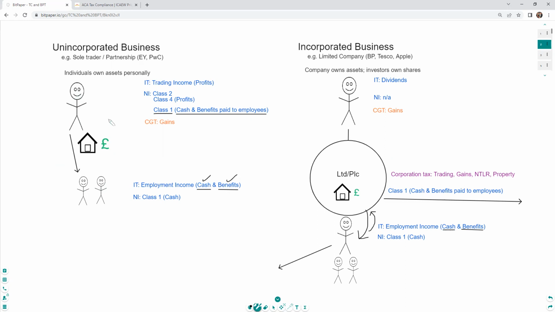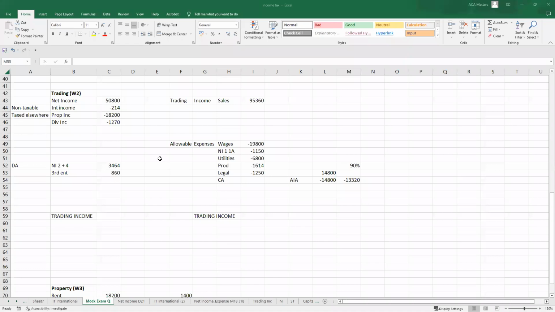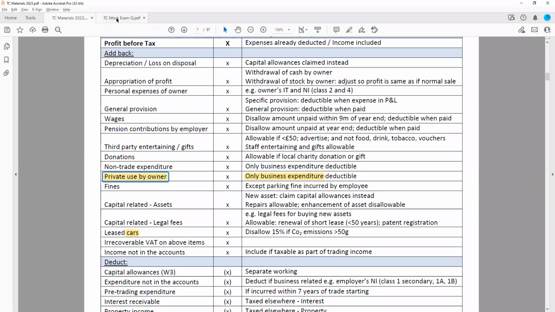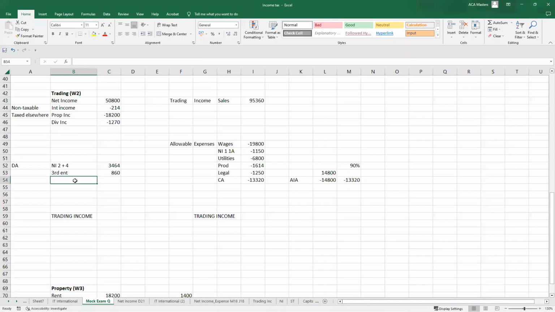It's only when you've got the owner themselves using it privately that some of it isn't for business purposes. So therefore we would have the AIA there, so we'd need to deduct that. Now, of course, if we've used this method where we started with the net income, we know all of those amounts have been deducted, and therefore there's a cost of a new asset there. If we started off here with the net income, that's deducted the whole amount of this asset. So therefore, we've got the van, the asset, it's in here at 14,800.